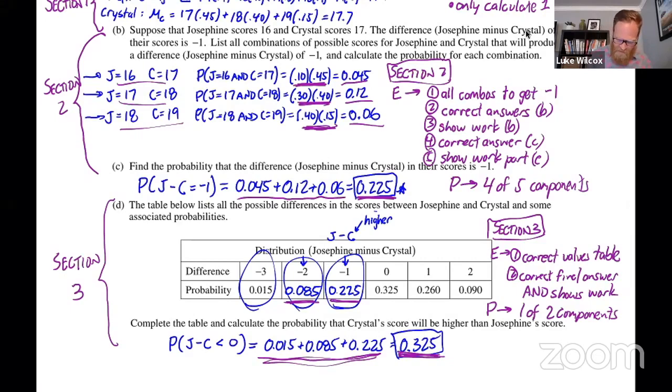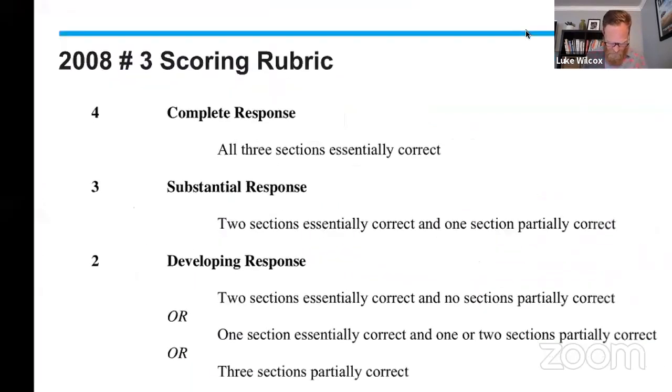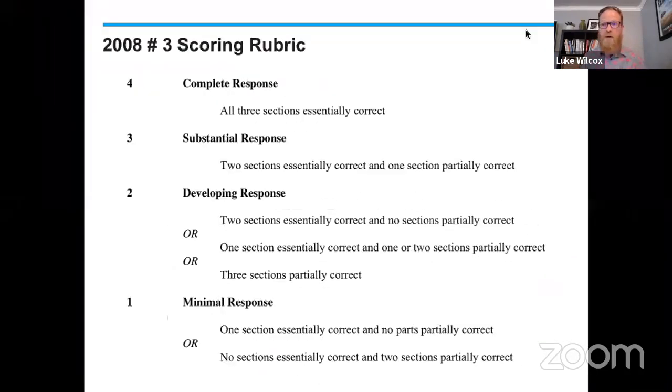And then you would take that now and let's look at the rubric, which is going to look very similar to the one that we looked at before. In order to get a 4 here, of course, you've got to have all 3 parts essentially correct. 2 parts essentially correct and 1 partial would give you a 3. Several different ways to get a 2, and then a couple of different ways to get a 1. Also remembering that you can in fact earn a 0 if you have less than what is established here.